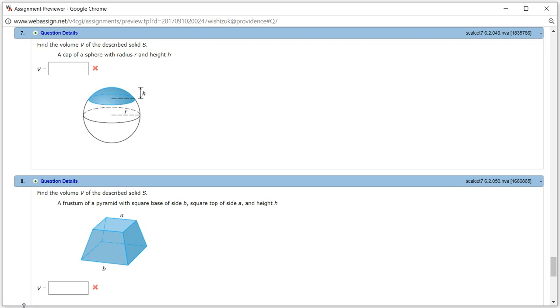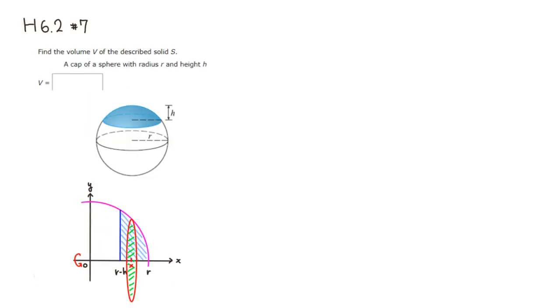Alright, let's look at the homework 6.2, problem number 7. So what we want to do is find the volume of a cap of a sphere with height h. Alright, so let's do that.